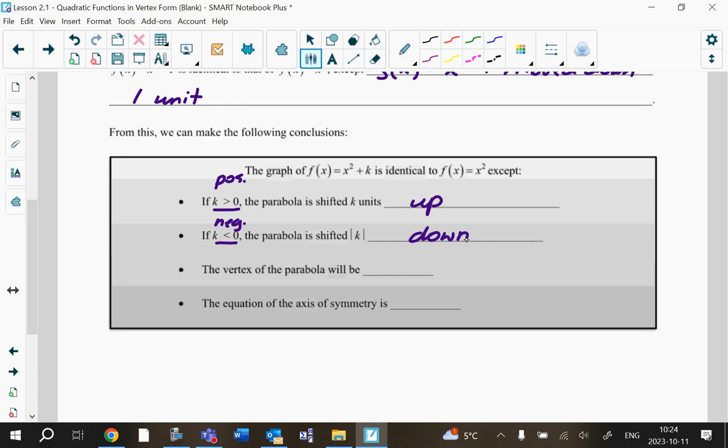The vertex of the parabola will always be 0 for the x, and whatever the value of k is for the y. That will always be the vertex. So if it's -1, the vertex is 0, -1. If it's +5, the vertex is 0, 5. The equation of the axis of symmetry will never change. It'll always be x equals 0. And I'm going to stop there because that's quite a bit.